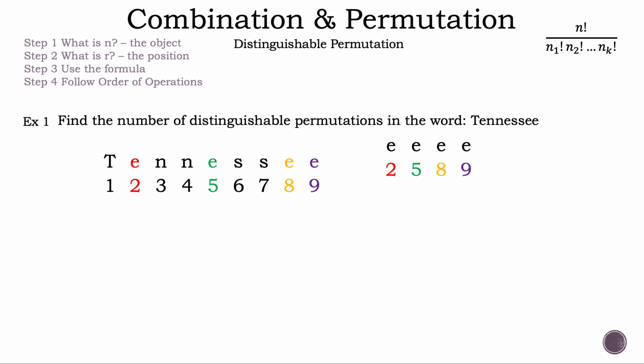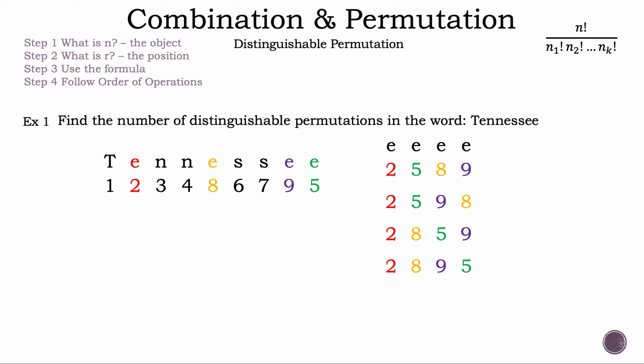That is correct, 4. They're in the 2nd, 5th, 8th, and 9th positions. What happens if we switch the 8th and 9th E's? Nothing happens. We still have the word Tennessee. And we can keep switching the E's around and still have the word Tennessee. Let's do it a few more times. We could have the 8th E written in the 5th position, then the 5th E in the 8th position, then the 9th E in the last position.